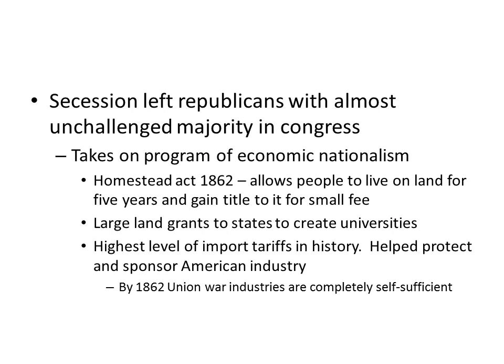Now, splitting the country like this is also going to leave the Republicans back in the North with an unchallenged majority in Congress, and they're going to go ahead and take on a program of economic nationalism. Importantly, the Homestead Act of 1862 is going to allow people to live on land for 5 years and gain title to it for a small fee, and they're going to use that to help settle some areas of the West. They're going to create land grants to states and create a lot of universities, and they're going to bring in the highest level of import tariffs in history to help protect and sponsor American industry, so that by 1862, the Union war industries are completely self-sufficient. In other words, the United States can produce all of its war materials at home.